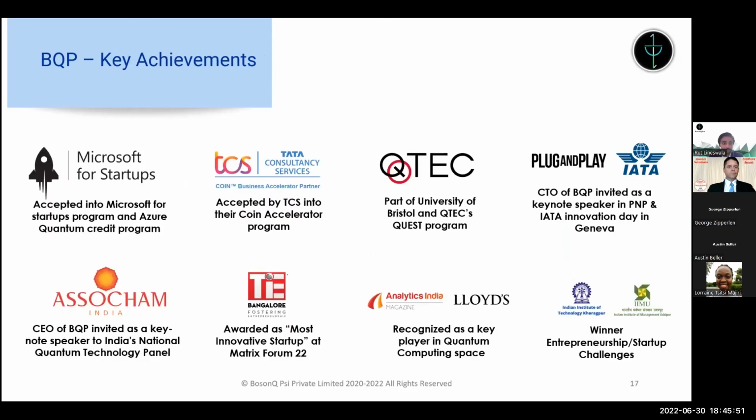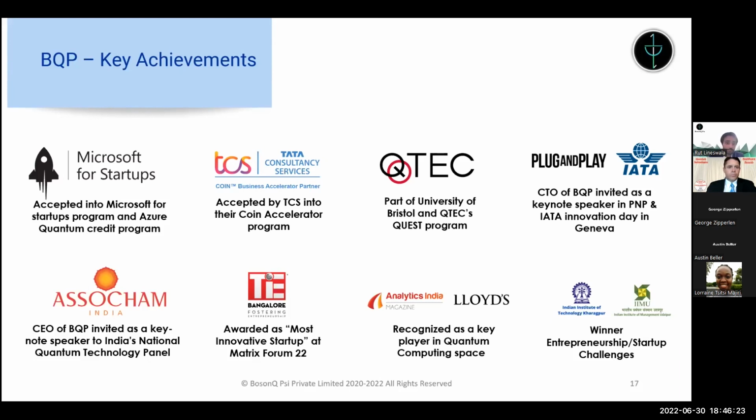Now, I just want to quickly showcase some of the things that we've done at BosonQ. We've been accepted into Microsoft for Startups, and we are also in the Amazon Partner Network, or APN. It's great to see two different services where we can utilize their quantum services as well, since we're in their quantum programs, each respectively.